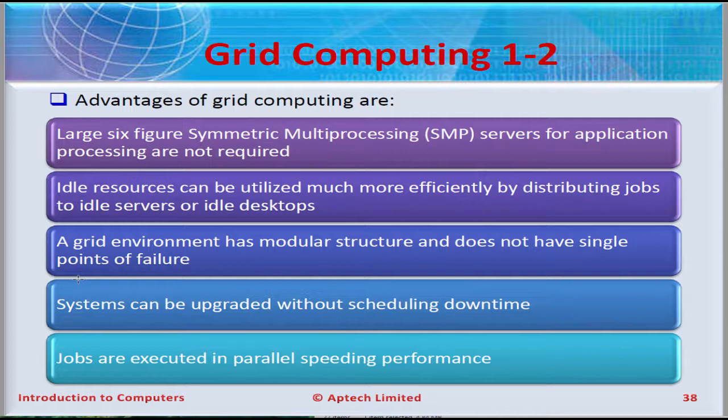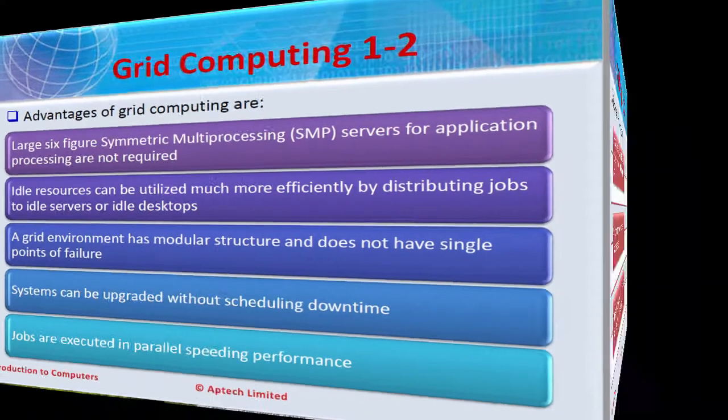Grid computing. Now, advantages of grid computing are, number one, large six-figure symmetric multiprocessing, that is SMP servers, for application processing are not required. Idle resources can be utilized much more efficiently by distributing jobs to idle servers or idle desktops. A grid environment has a modular structure and does not have a single point of failure, and systems can be upgraded without scheduling downtime. Jobs are executed in parallel, thus speeding up performance.